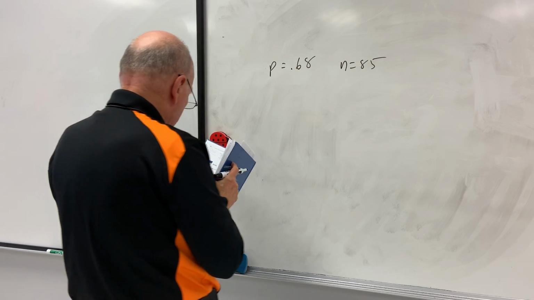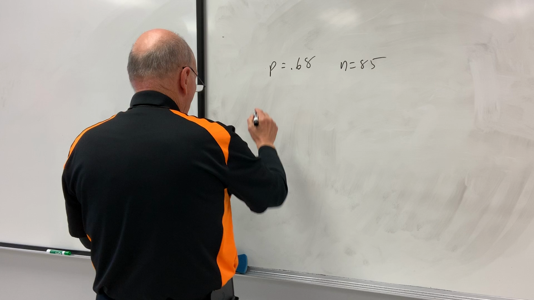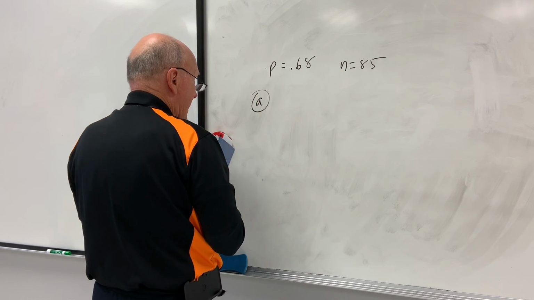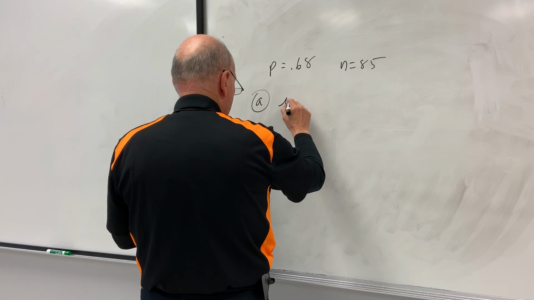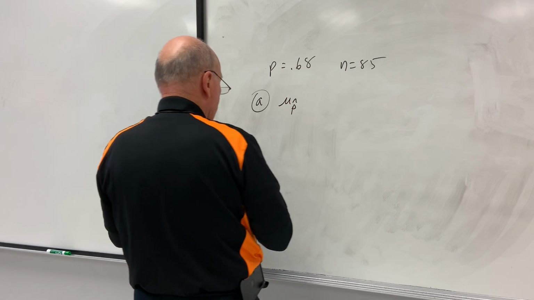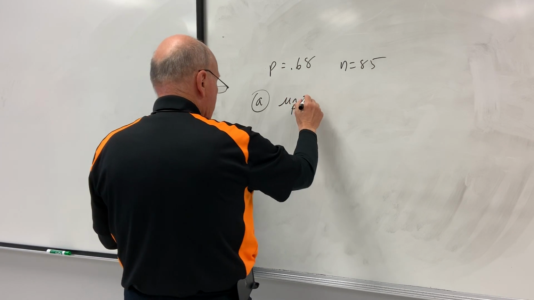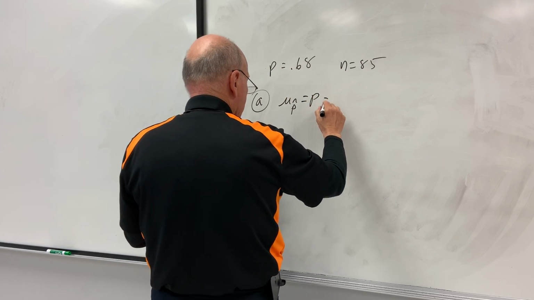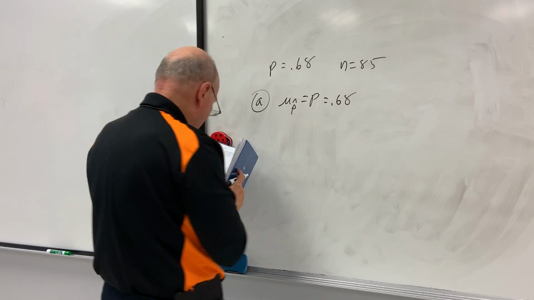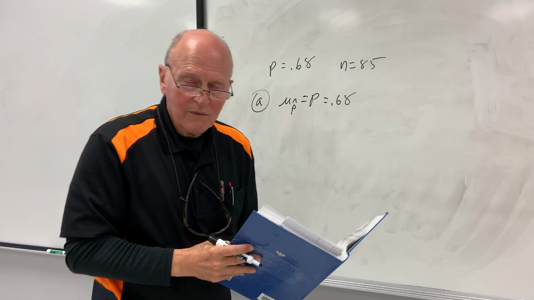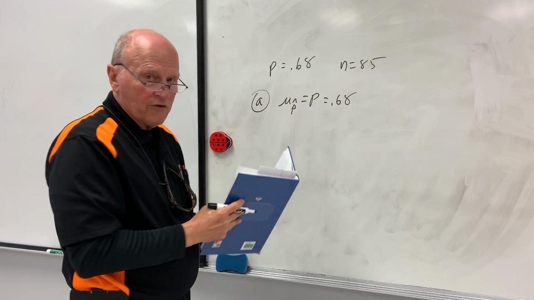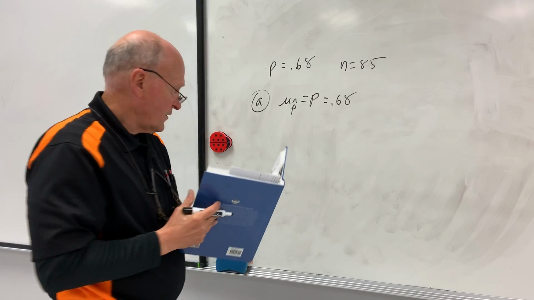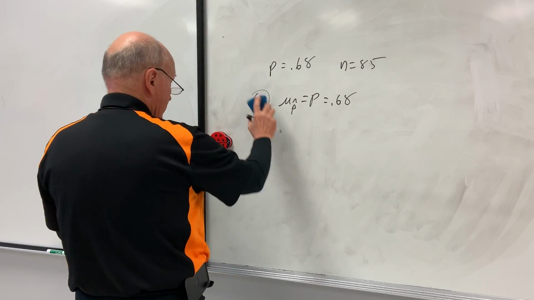Graduates is drawn. Part A is to find the mean of P hat. Now remember, we said that the mean of P hat was equal to P, and P in this case is 0.68, so we like A. You'd probably like to see that on your final exam, would you not? So we've got P hat is 0.68 for A.